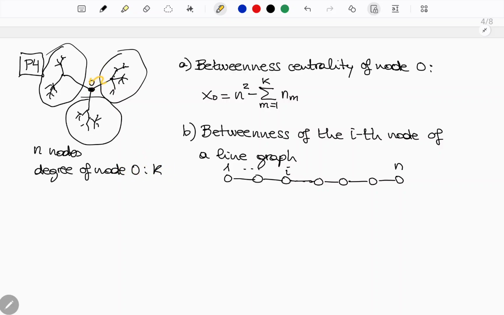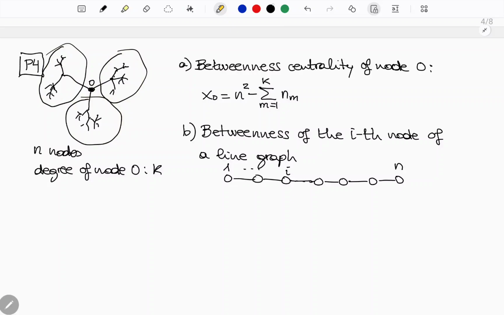Okay, so I'm going to call this node 0. So the degree is going to be k. In this case, k is equal to 3, obviously, because we have 1, 2, and 3 links that are joined to this node. The point is that if I removed this node, then these three parts of the network would be disconnected. And they ask us what is the betweenness centrality of this vertex.